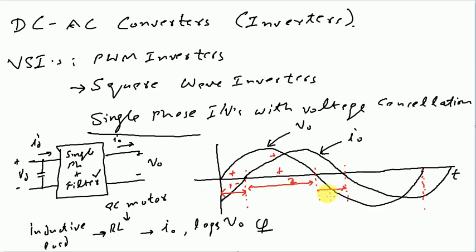In the third subinterval, we can see that although the output current is positive, the output voltage is negative. So this is another subinterval, and then beyond this boundary, in this subinterval, we can see that the output current is negative and the output voltage is also negative.